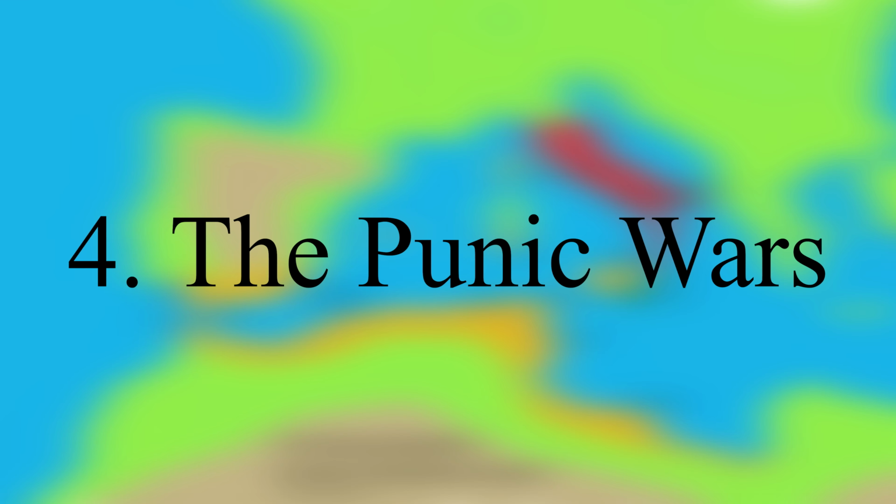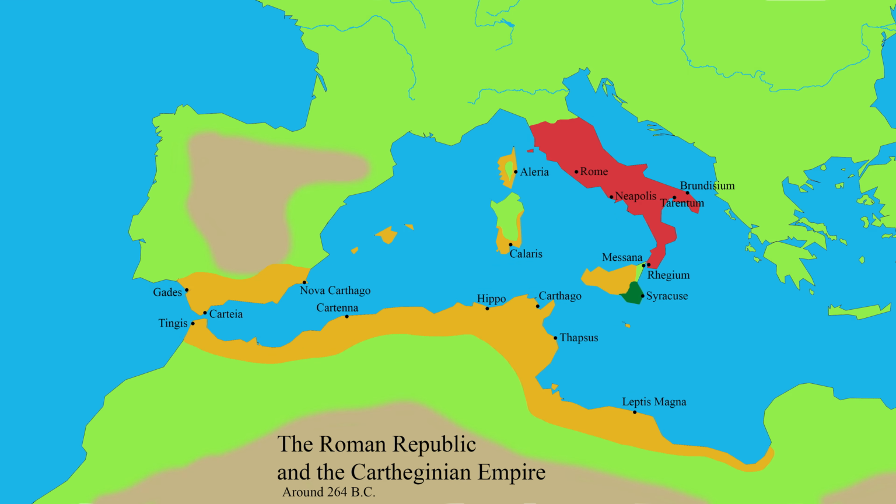Number 4. The Punic Wars. The Punic Wars were a series of 3 wars fought between the rising power of Rome and the maritime Phoenician Empire of Carthage. The first Punic War was fought from 264 to 241 BC, and saw Rome, which prior to the war controlled only the Italian peninsula, win over Carthage and gain control of Corsica, Sardinia, and most of Sicily.